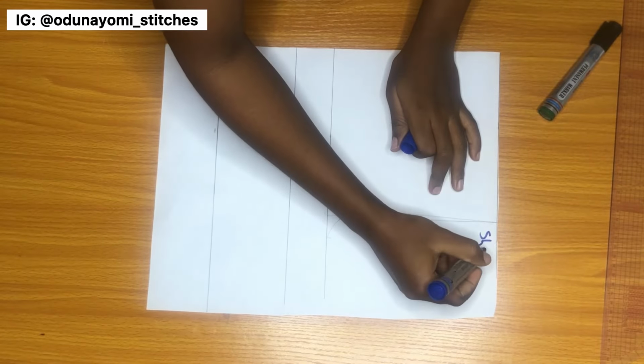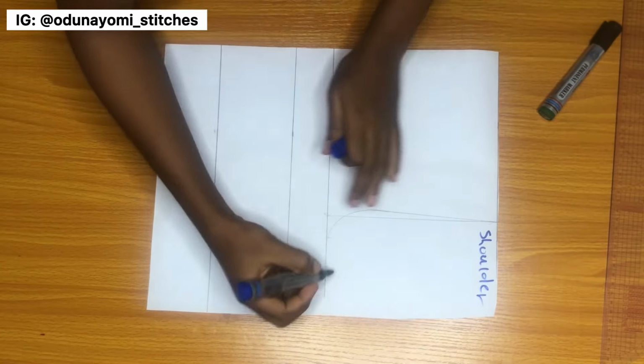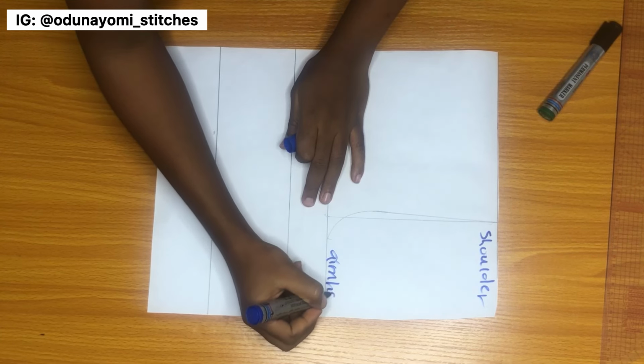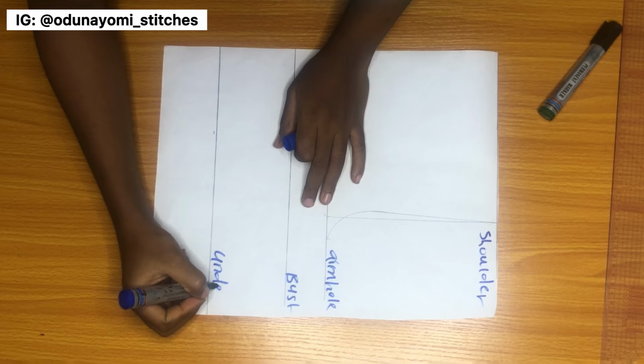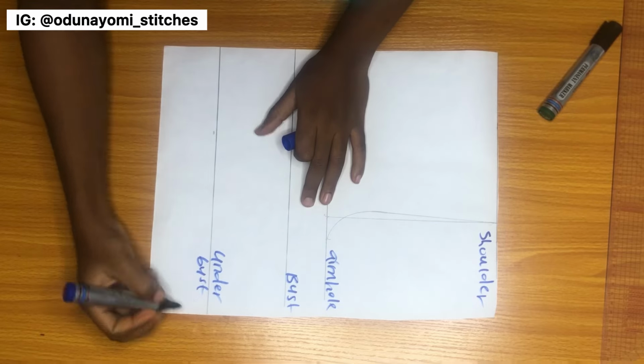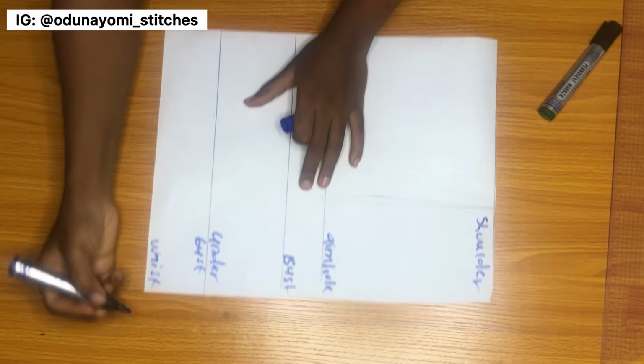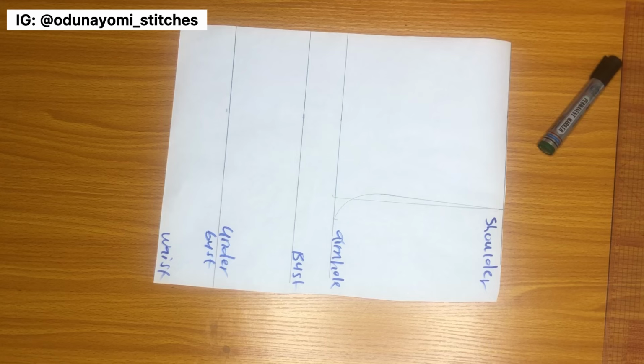So we start with the front pattern. I will label the lines I have here. That's my shoulder, the armhole, the bust, the under bust, and the waist. So I went ahead to draw my armhole. As you can see, I drew the armhole over there.